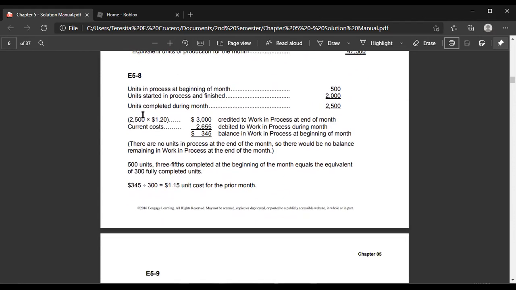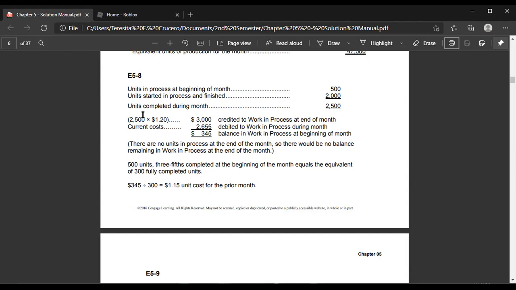Problem 8. Okay, we are still on exercise number 8, computing unit cost. The company had 500 units, 3/5 completed in the beginning of the month. During the month, 2,000 units were started and finished. There was no work in process at the end of the month. Unit cost production for the month was 1.20. Cost of materials, labor, and overhead incurred in the current month totaled 2,655. Calculate the unit cost for the prior month.